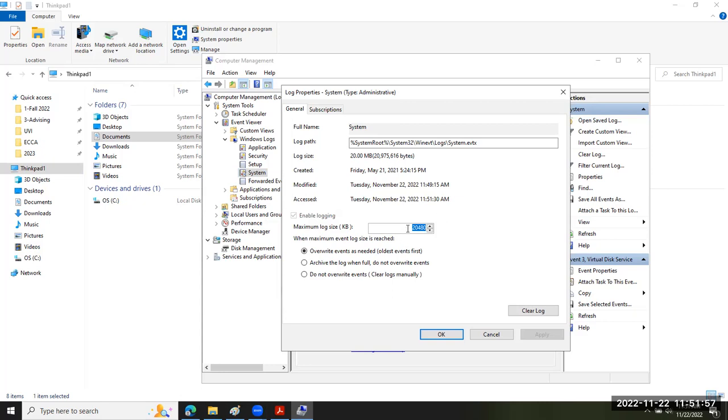That's like a 20 megabyte file. And if you were auditing more in an operating system because you were developing new components and there was a lot of activity, a lot of bugs you were tangling with. Here it says archive the log when full, do not overwrite events, so you can save backup copies. Another option is don't overwrite events.